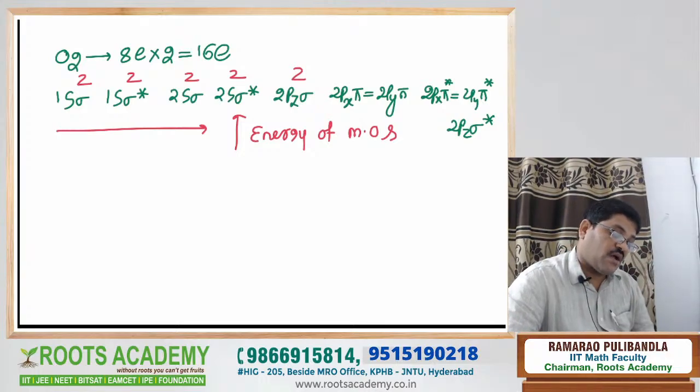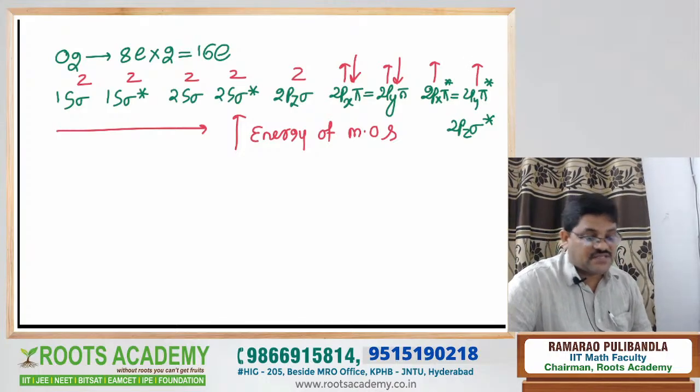Later pairing starts with opposite spin. 10 completed. Now 11, 12, and you get what? 13, 14. After then you get 15 and 16. 15 and 16, like that.